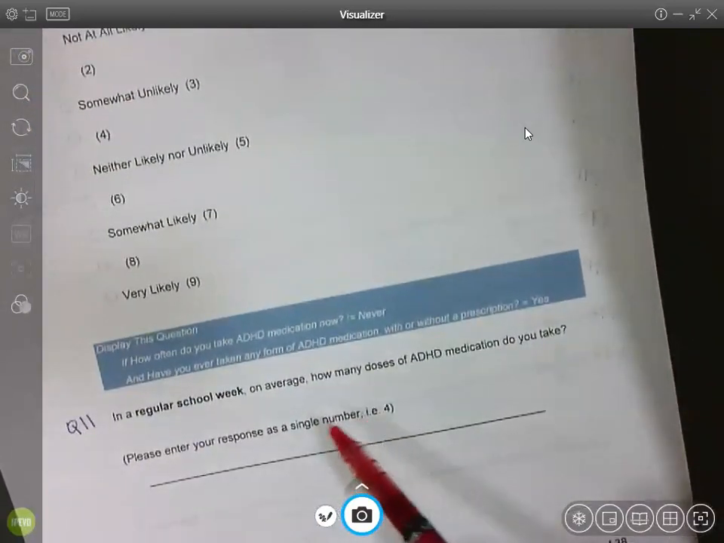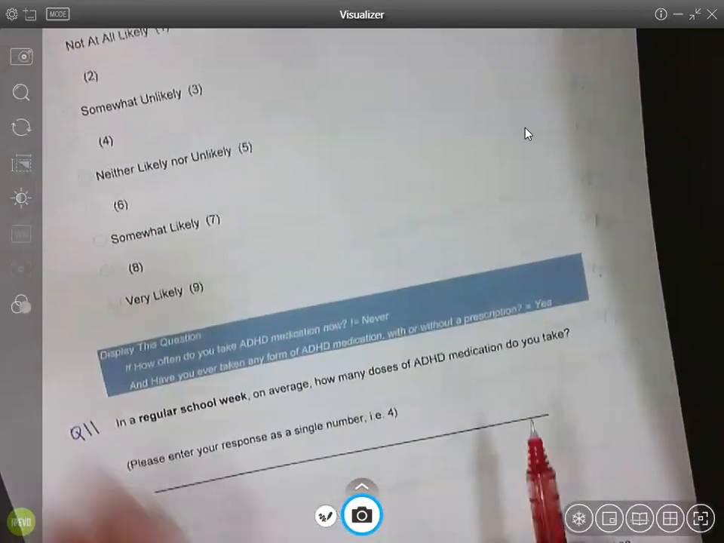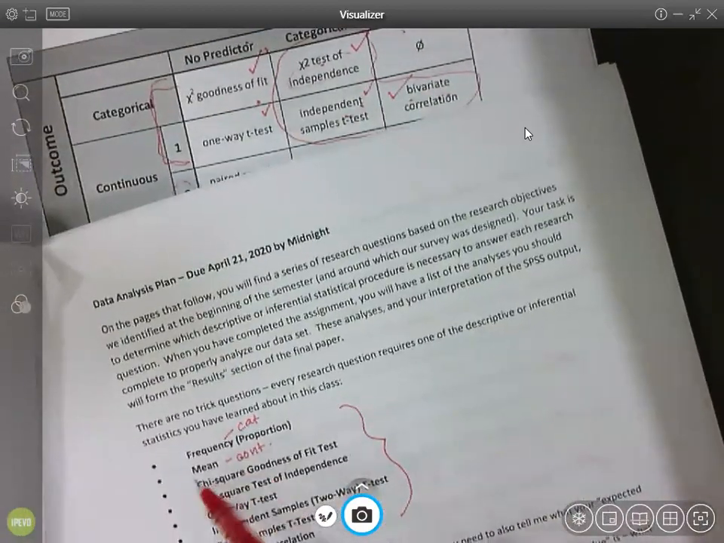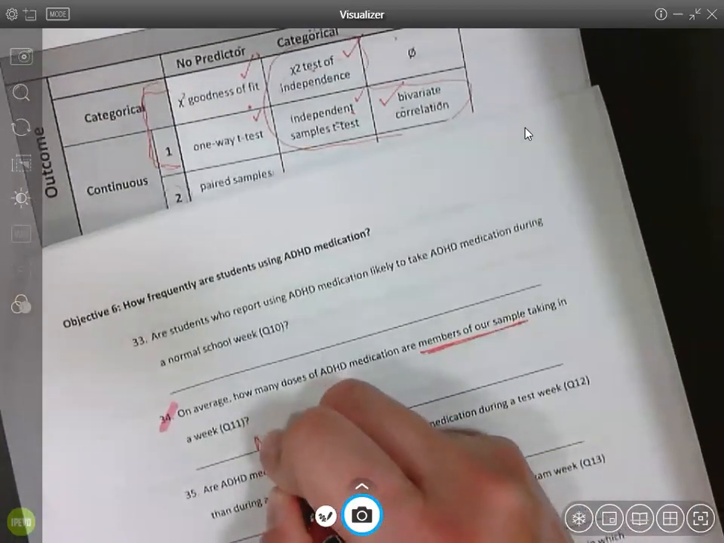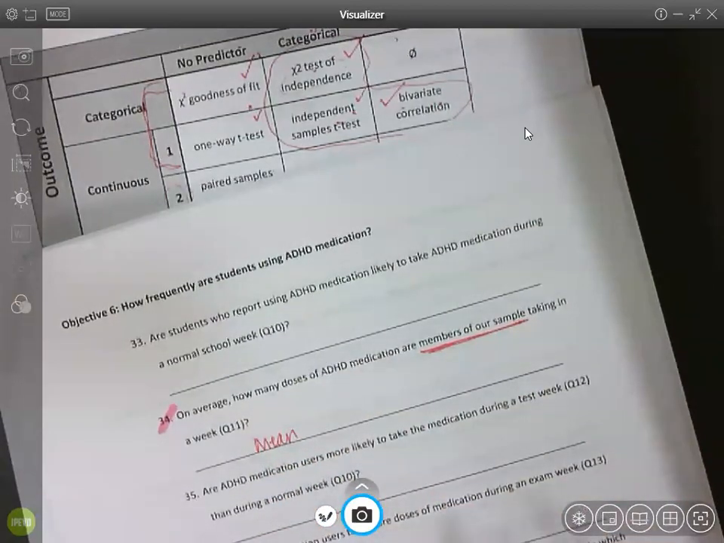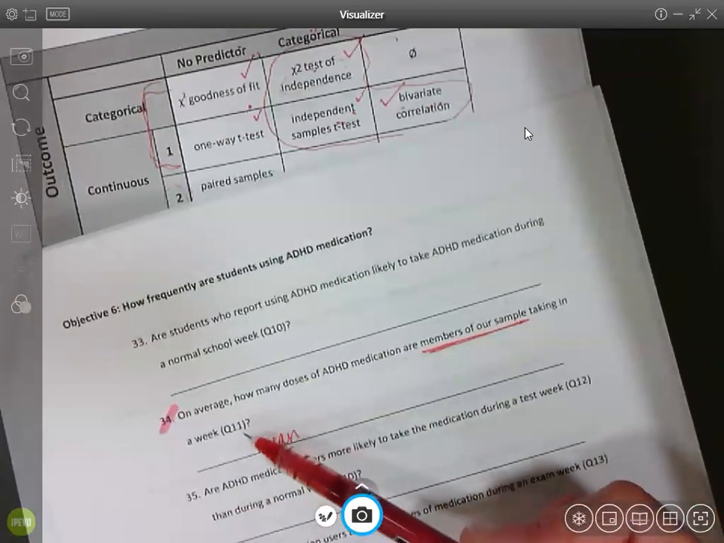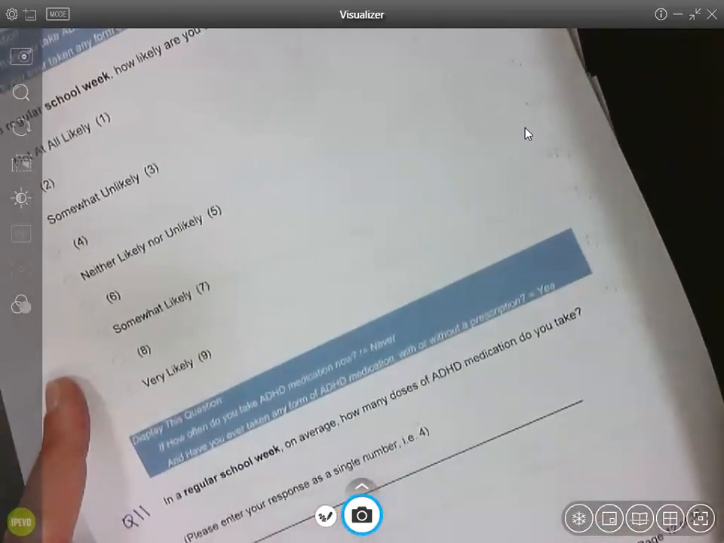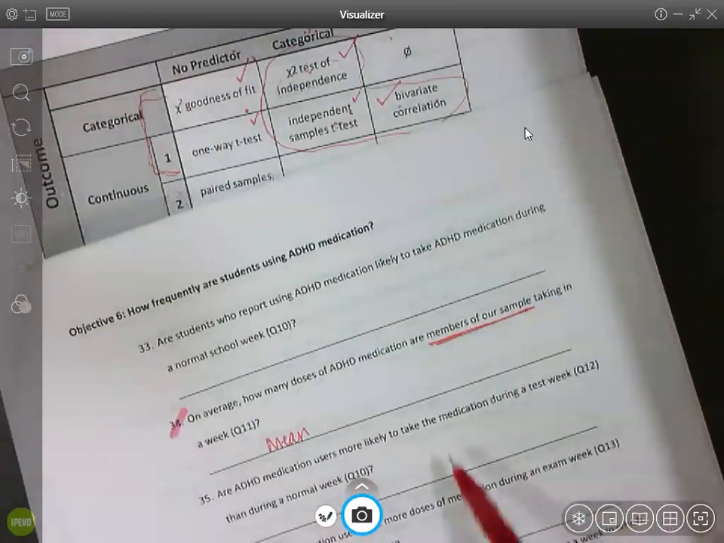In a regular school week, on average, how many doses of ADHD medication do you take? Ratio response scale, right? They're just entering a number. When we have continuous data, the sample statistic that we generally use is we report the mean, right? So the answer here is mean. We just want to know what is the mean number that was provided as the answer to Q11. On average, the people who took our survey, what are they saying about their frequency of taking medication during a normal week?